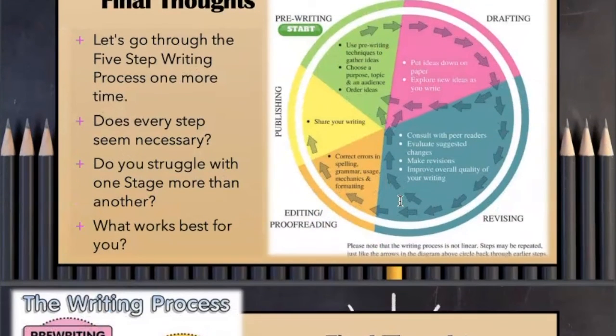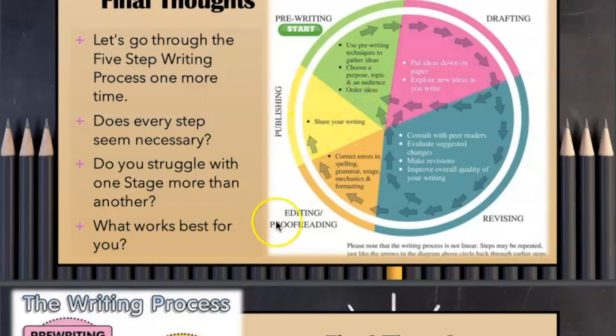And finally, we're just going to go over what I talked about. Again, the 5-step writing process. As you guys can see, we have start here, pre-writing, drafting, revising, editing, and publishing. And publishing is your main goal of the writing process.